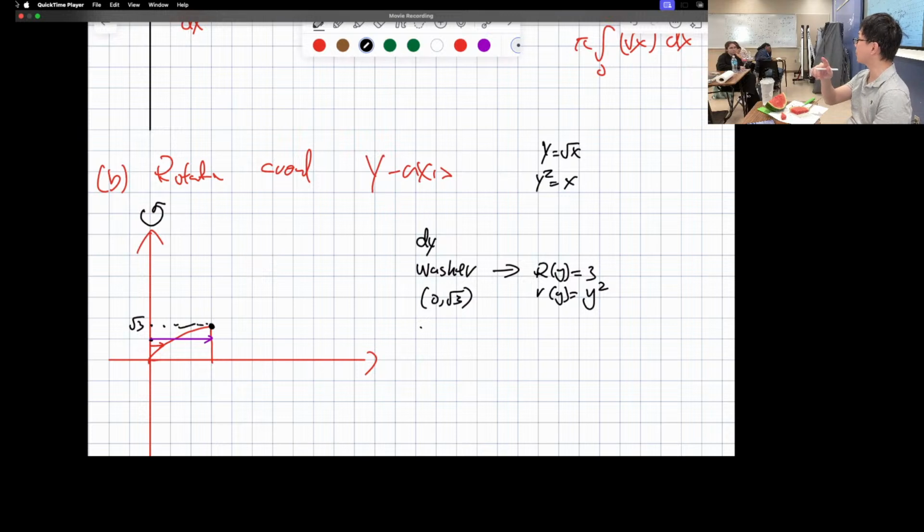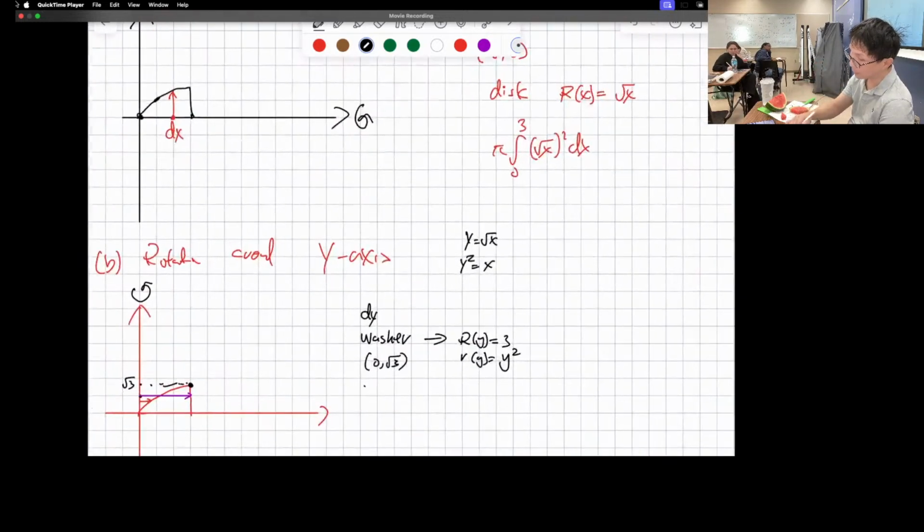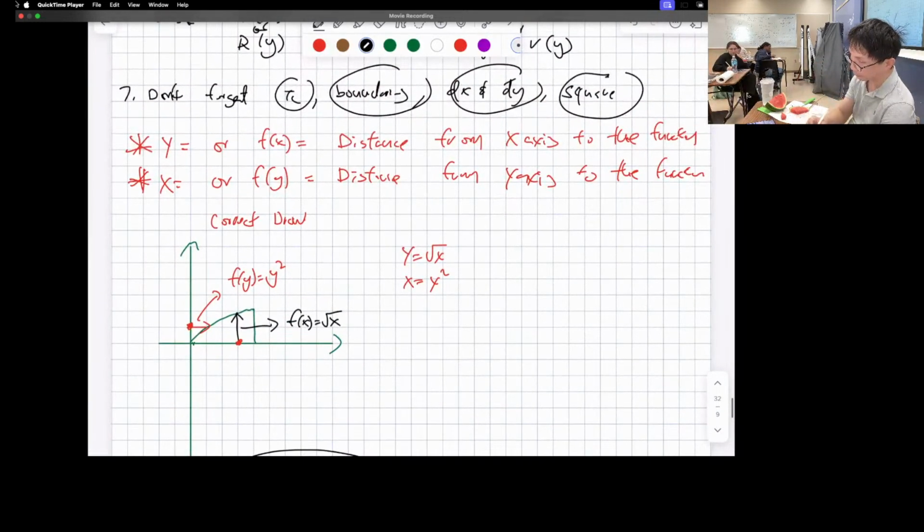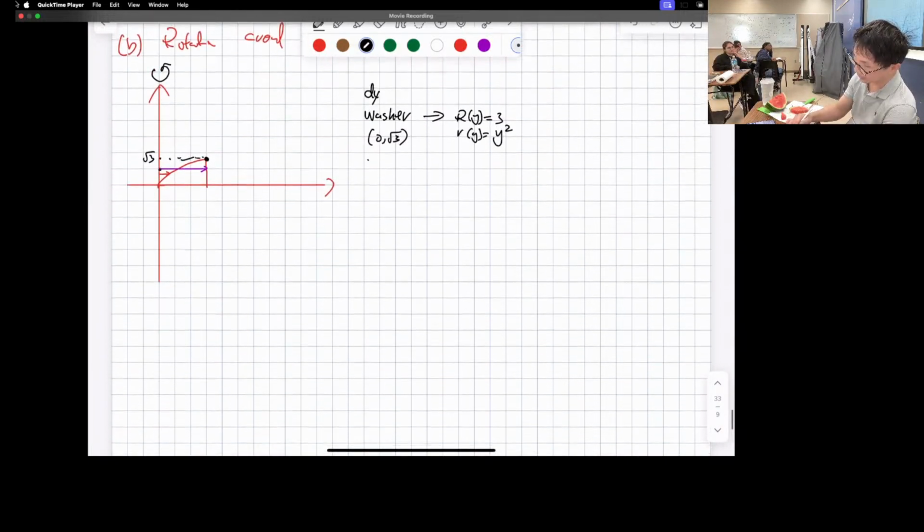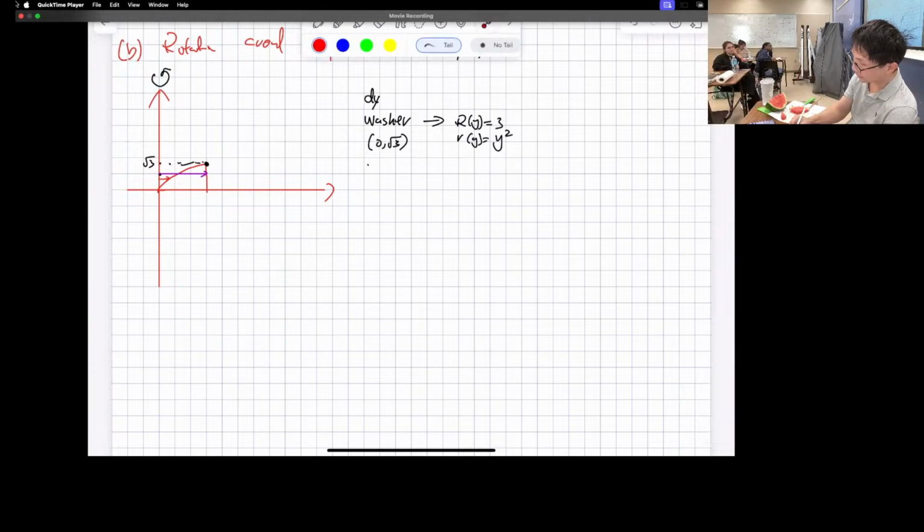Does that make sense or still doesn't make sense? Catherine, does that make sense? Okay, so remember this phrase right here: if I ever have x equal to, that's the distance from the y-axis to the function. This is x equal to y squared. That's the distance from the y-axis to the function, y squared.